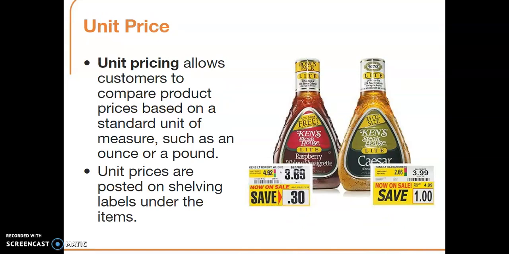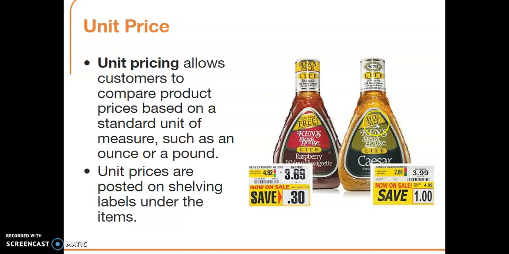Now, unit pricing is very important, not only as someone who's responsible for the pricing function, but also as a consumer. What unit pricing does is allow customers to compare product prices based on a standard unit of measure. In this case, it's going to be like an ounce or a pound. So if you want to compare prices, we have two different types of salad dressing, and you can see which one is cheaper.